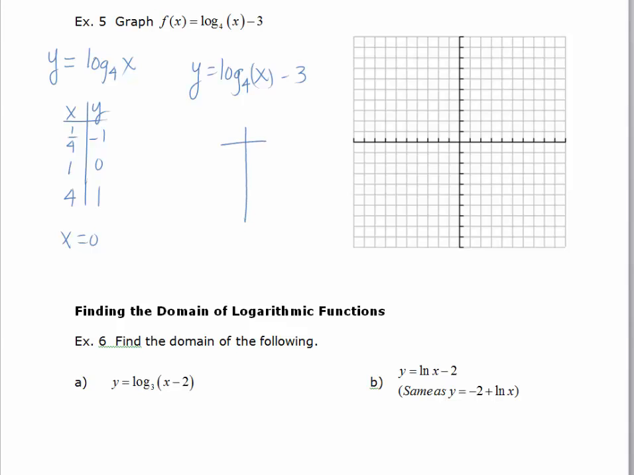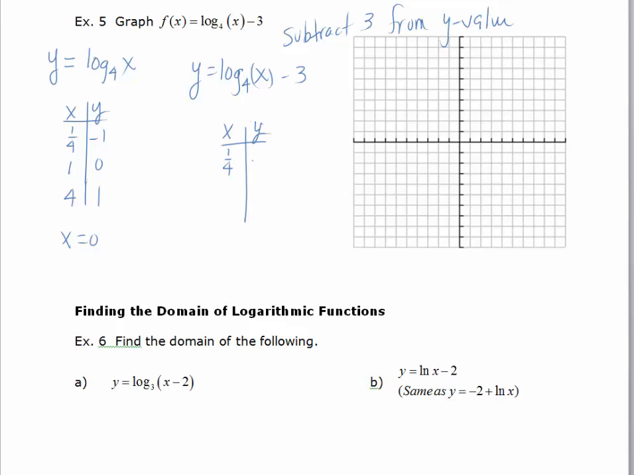And so to subtract 3 from the function, this would cause the graph to shift down 3 units, which affects the y value. So we're going to subtract 3 from each y. And then we'll leave our x values alone.